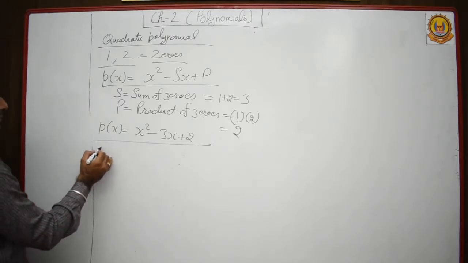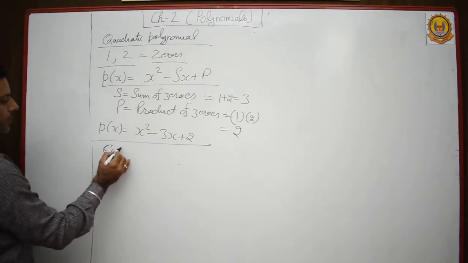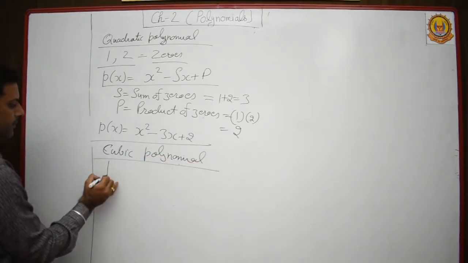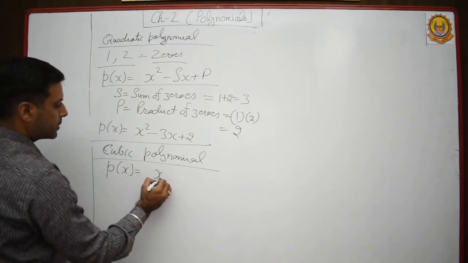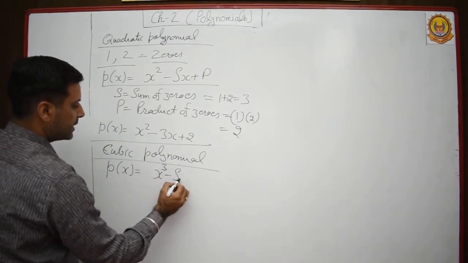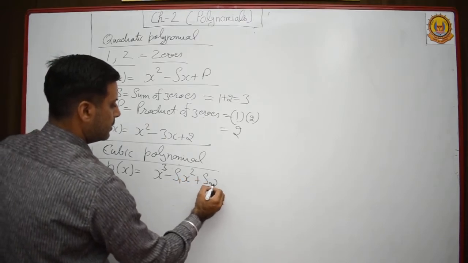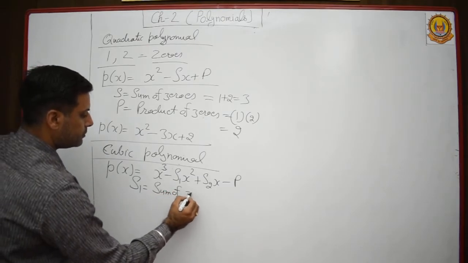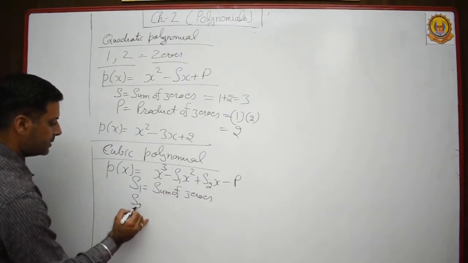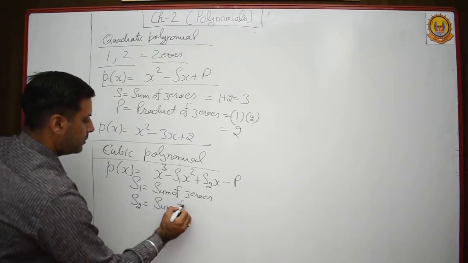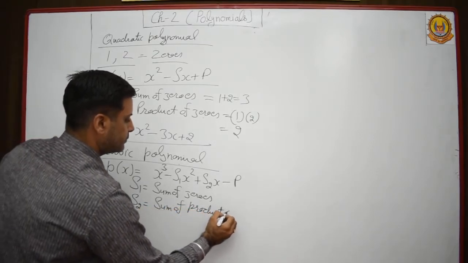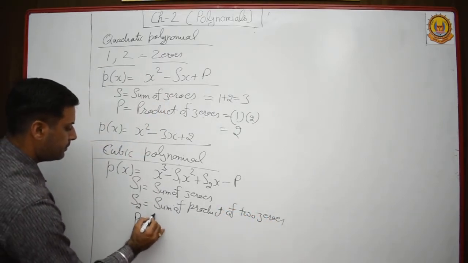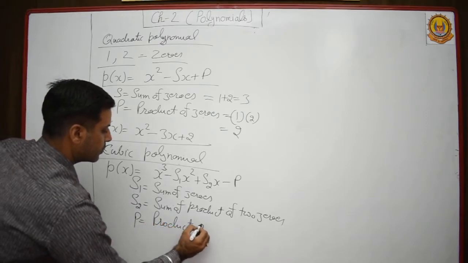Similarly, for a cubic polynomial, the formula is p of x equal to x cube minus s1 x square plus s2 x minus p. Here s1 means the sum of zeros, s2 means the sum of products of two zeros, and p means the product of zeros.